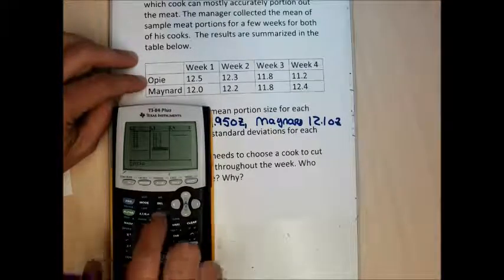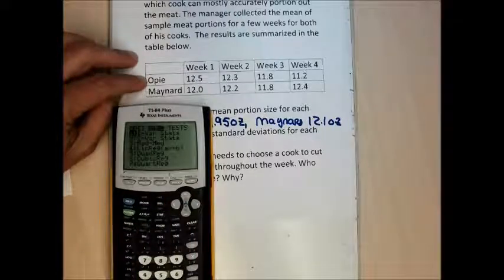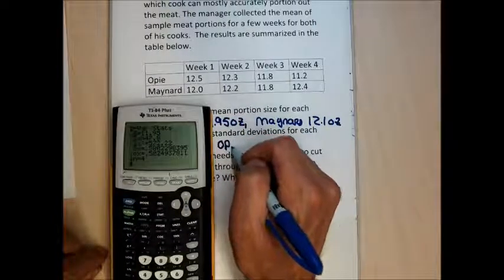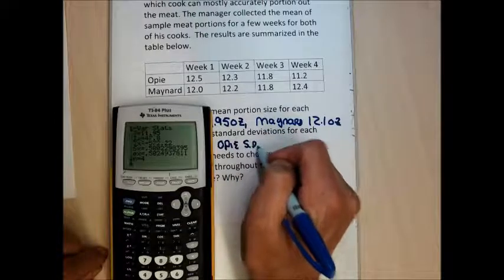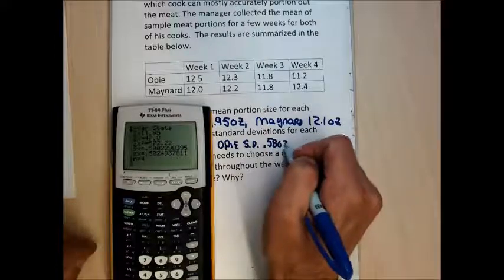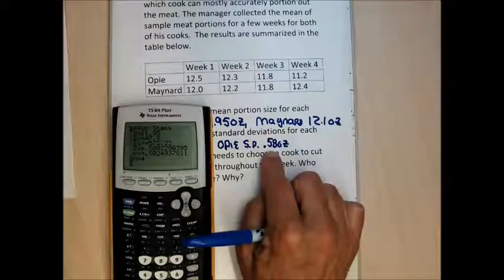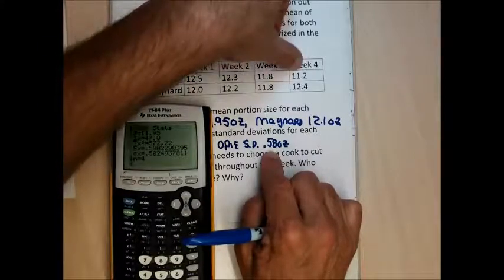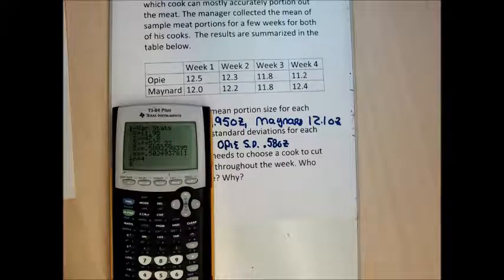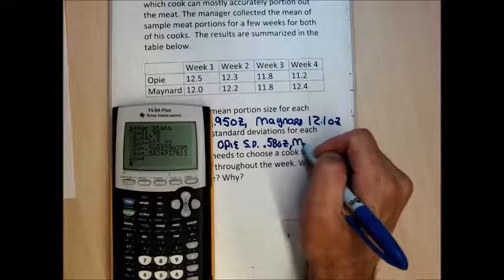And then I hit the stat button, go over to calc, and then hit enter twice. His average of 11.95 is there. And for a standard deviation for Opie, I'm going to say Opie's standard deviation is 0.58 ounces, which means you can tell he's off a lot. Here he's a half a pound high, he's 0.8 of a pound short. So on average, in some sense, he's 0.6 off what he should be in terms of a standard deviation. Let me do the same thing for Maynard.